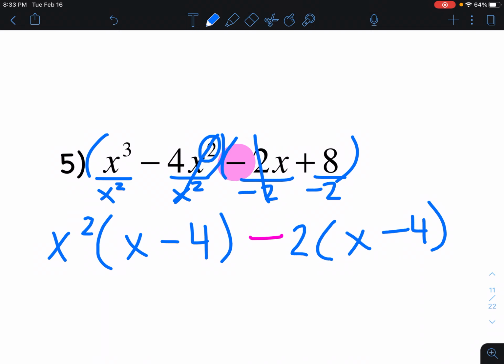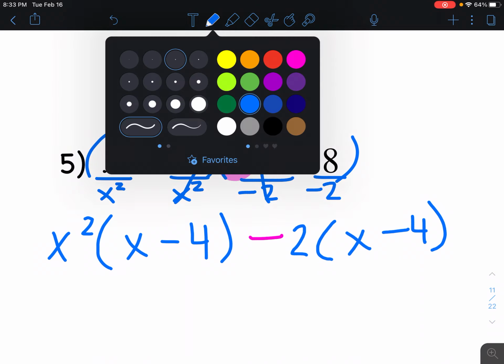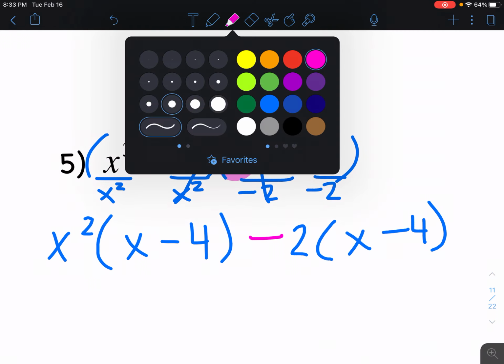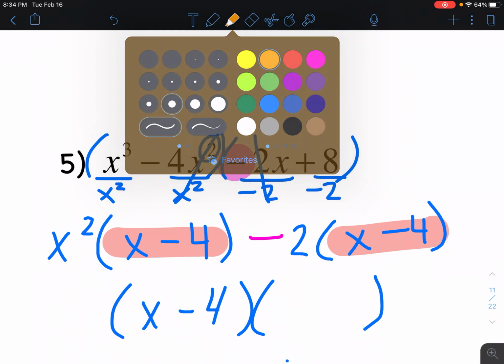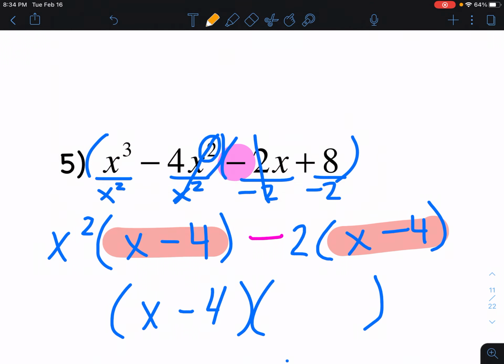So take a look here. Just like the last problem, notice we have 2 matching parentheses. That means we're doing it correctly. So now we are ready to regroup and put our answer down. In the one group goes the matching x minus 4s. And what goes in the other group, as my voice cracks, is right here. Your GCFs get put together. So x to the second minus 2.